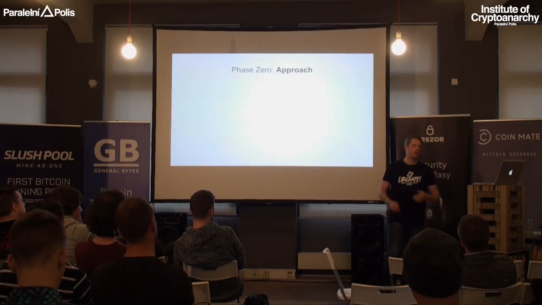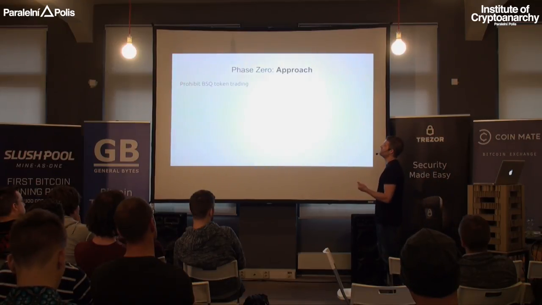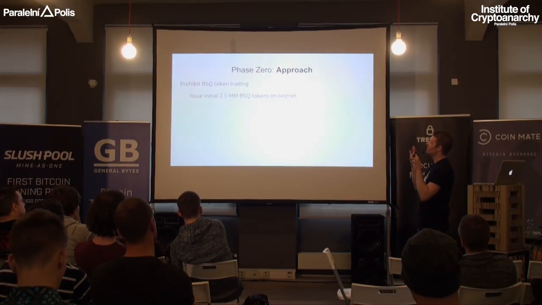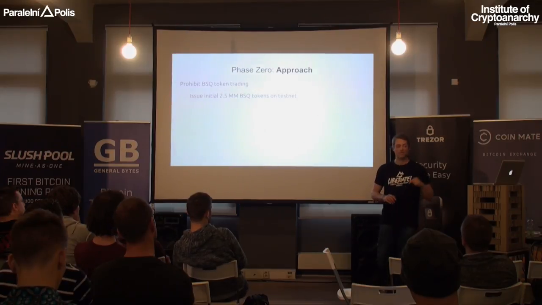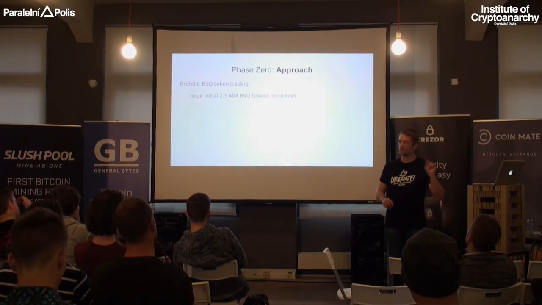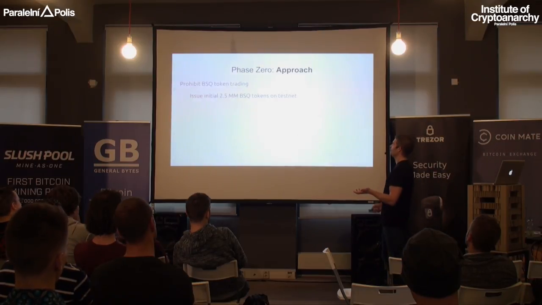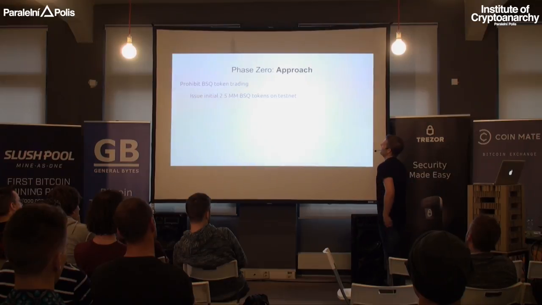So what's the approach overall in a nutshell? We begin by, like I say, prohibiting BSQ token trading during phase zero, but how do we do that? First, we issue an initial 2.5 million BSQ tokens on testnet, right? On Bitcoin testnet, not on Bitcoin mainnet. So the underlying value isn't there because testnet tokens are not of value. But it could still escape. It could still theoretically be traded.